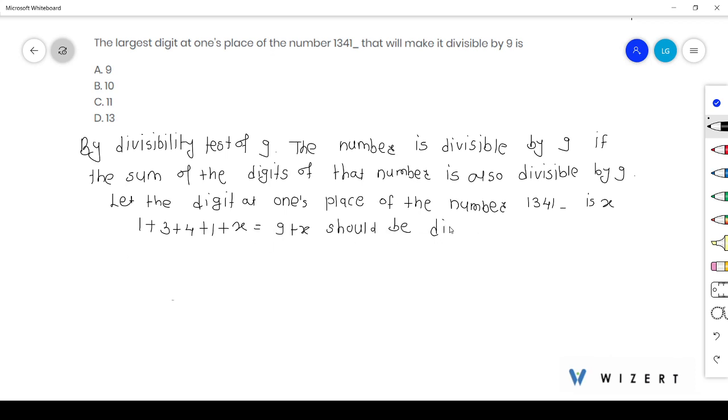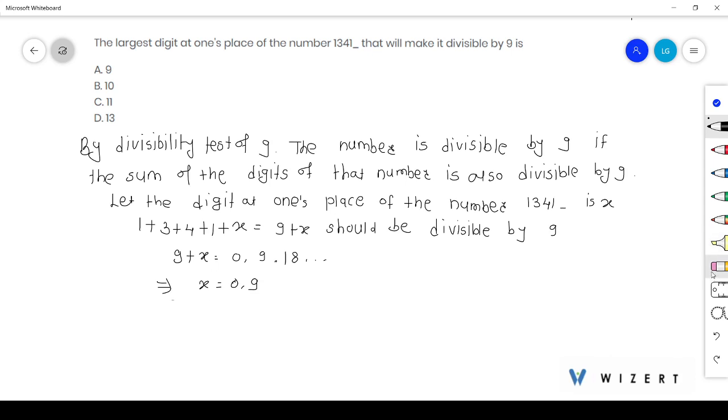divisible by 9. So the possibilities for 9 plus x will be 0 or 9 or 18 and so on. So the value of x will be either 0 or 9, because x will not be negative.